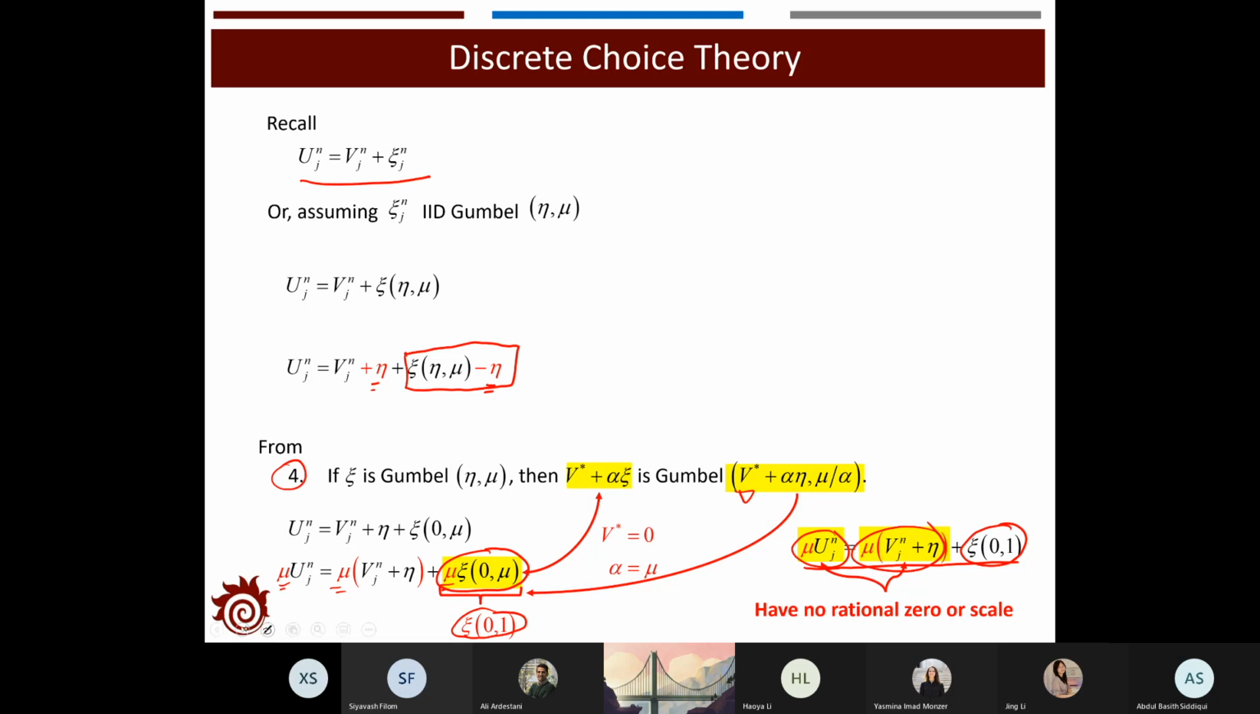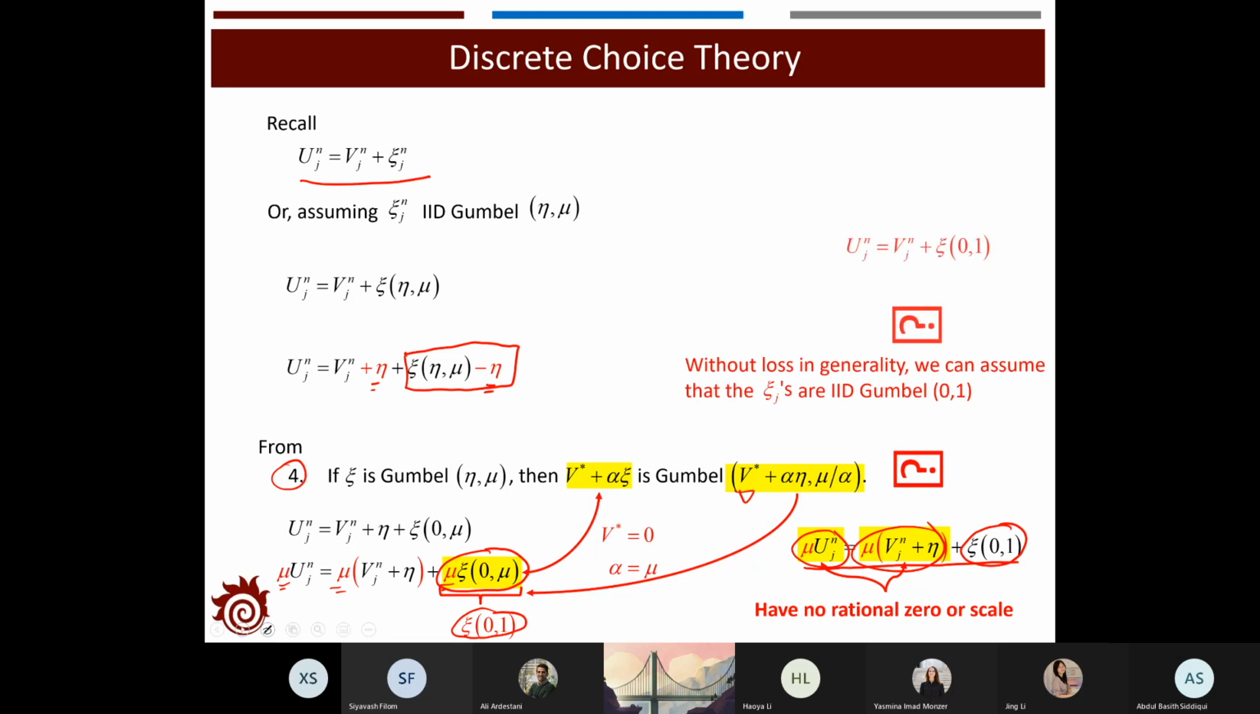with that, we will just assume that epsilon j is an IID standard Gumbel distribution with the parameters 0 and 1. So this is what we will obtain based on the properties of the Gumbel distribution. And from now on, we will just use the standard Gumbel distribution to represent the error term.